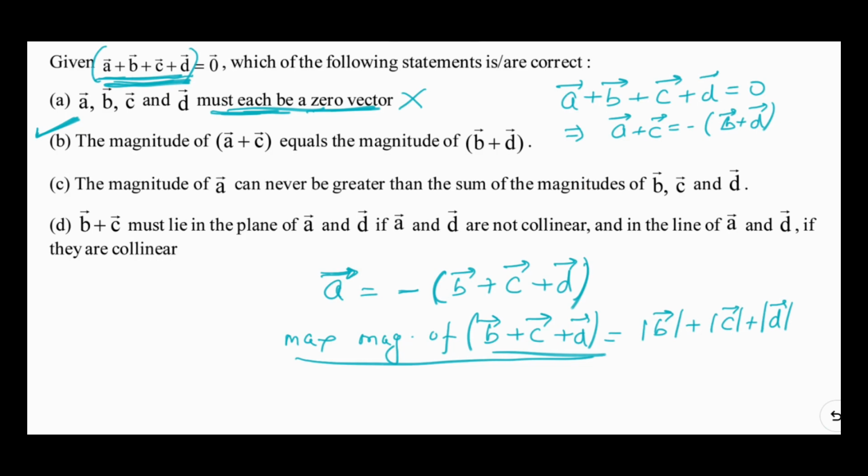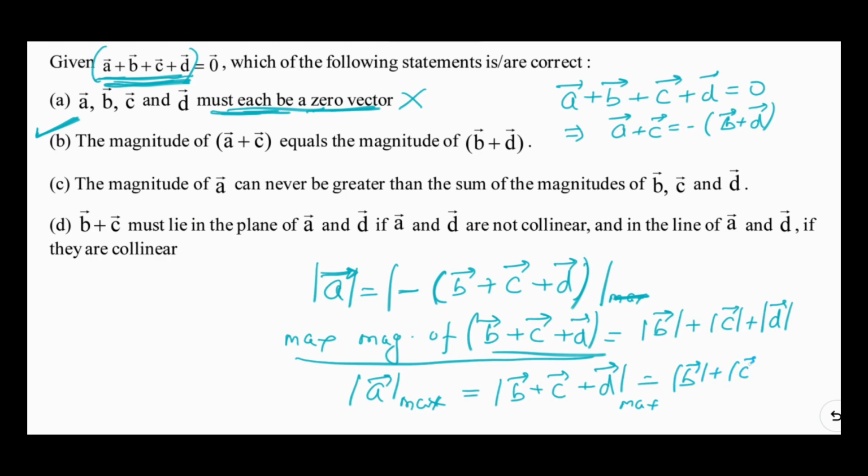In that condition, the magnitude of a vector should be equal to the magnitude of this vector. It should always be the magnitude of b plus c plus d, and the maximum magnitude of b plus c plus d is nothing but magnitude of b plus magnitude of c plus magnitude of d. Hence, this is the same thing written in option C.